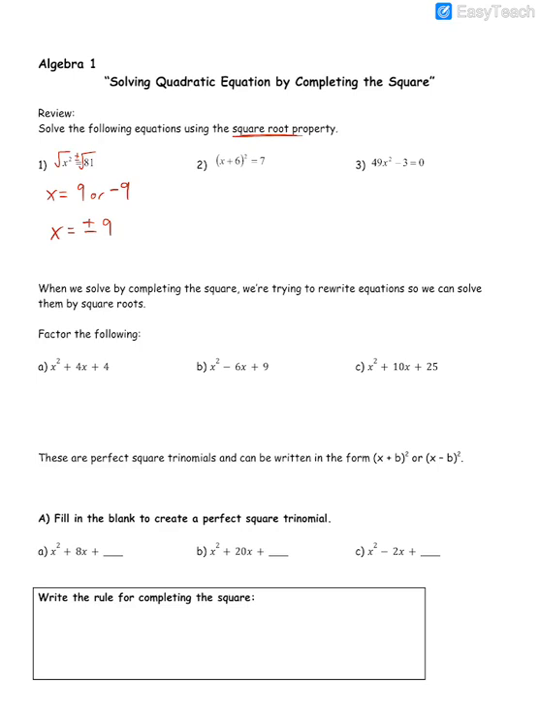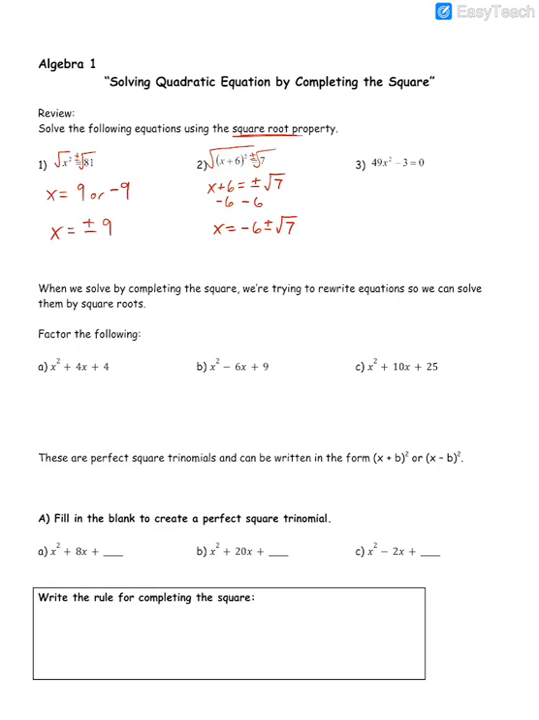For problem number 2, same idea. We've got this square right here. So to undo that square, we need to square root. And if we square root one side, we have to square root the other. You put your plus or minus. You get x plus 6 equals plus or minus the square root of 7. 7 is a prime number, doesn't have any perfect squares as factors, so we can leave it like that. But we're not done because we need to get rid of this plus 6. So I subtract 6 from both sides, and you end up with x equals negative 6 plus or minus the square root of 7.